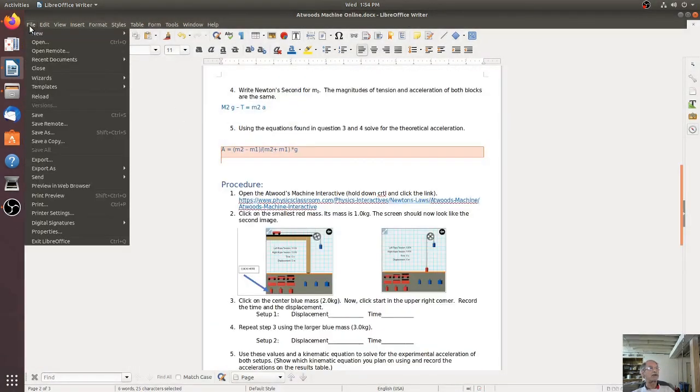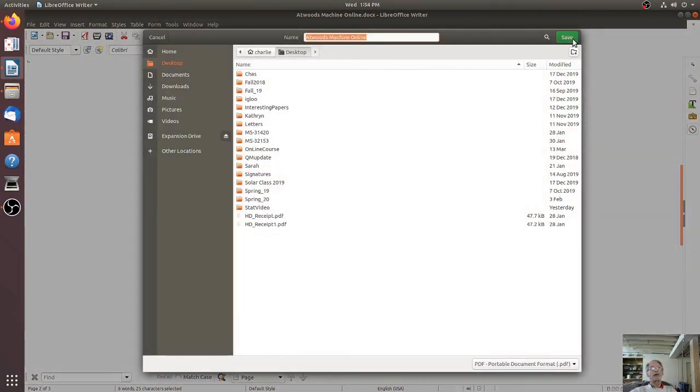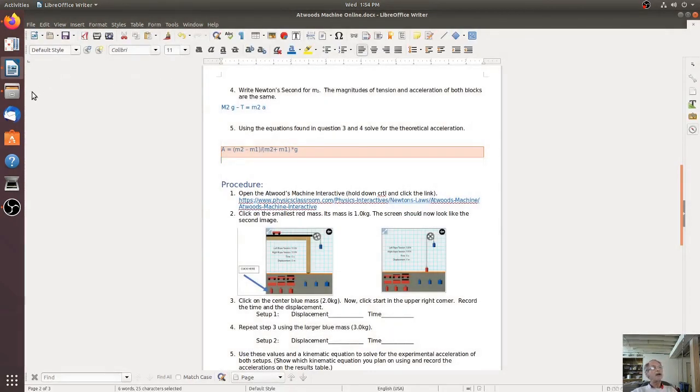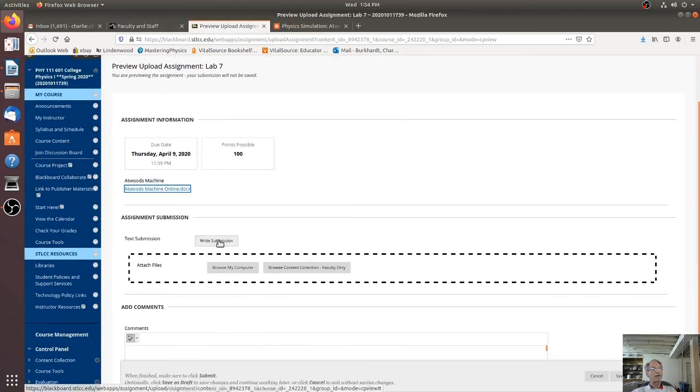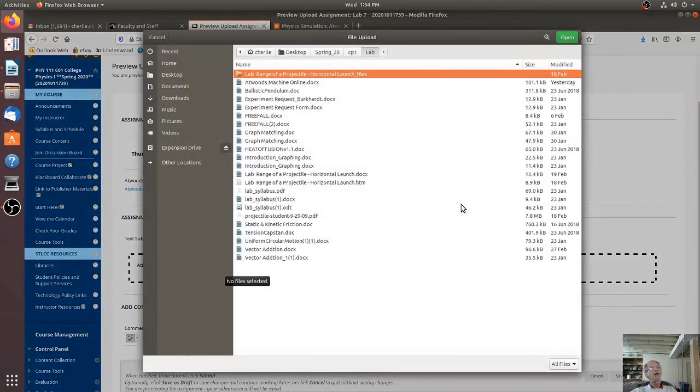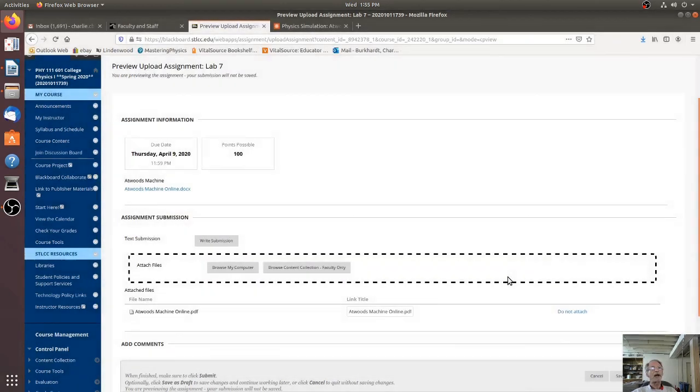And then I would do export to PDF. Export as PDF. This is Open Office. Word's a little bit different, of course. So I'm exporting it to my desktop. Then I would go back, just like we have all semester, go back to Blackboard and write my text submission, attach files here. And I put it on my desktop. So I would look for Atwoods Machine Online PDF. And then I'd submit it.